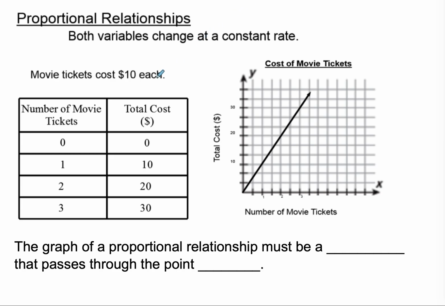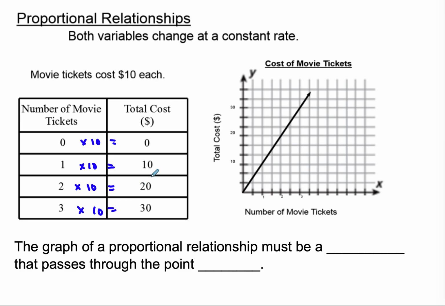So for example, a movie ticket costs $10 each. So here's the table of some points. If I bought 0 movie tickets, it costs $0. If I buy 1 movie ticket, it costs $10. 2 tickets is $20. 3 tickets is $30. Our multiplication pattern there is to take the number of movie tickets and then multiply times 10. So 0 times 10 equals 0. 1 times 10 equals 10. 2 times 10 equals 20. 3 times 10 equals 30.